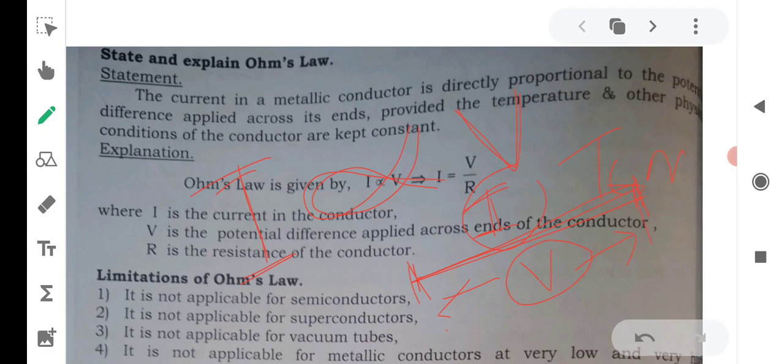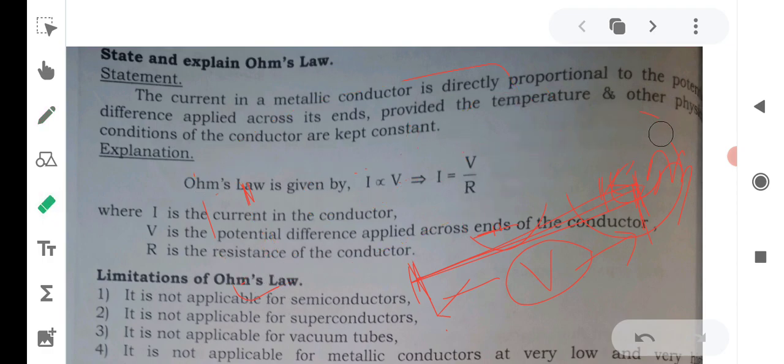I is directly proportional to V. Suppose the temperature is changing while the measurement is taken, meaning if variation of temperature occurs, then this law is not applicable. Only when temperature and other physical conditions are constant is Ohm's law applicable. Once again, I is directly proportional to V, where V is the potential difference applied across the ends of the conductor and I is the current in a metallic conductor.